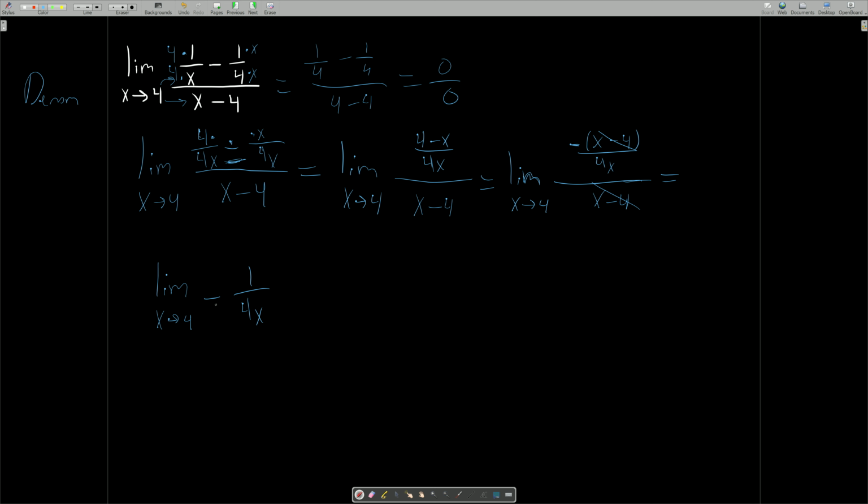So the limit as x approaches 4 of negative 1 over 4x. You can substitute 4 for x here. So you get negative 1 over 4 times 4. I get negative 1 over 16 as the answer.